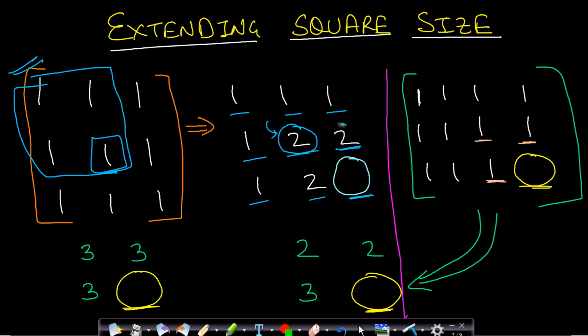Now we can see that this 2 is saying that there are 2 square submatrices which is having this element as the bottom right corner. This 2 is saying the same thing and this 2 is saying the same thing.